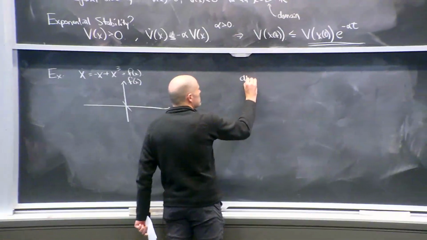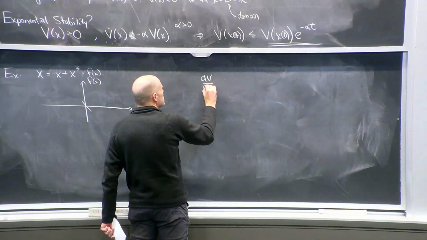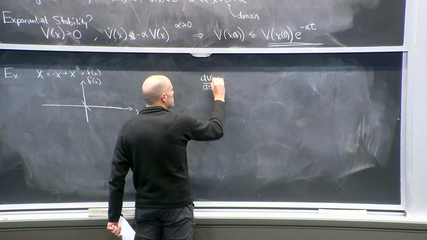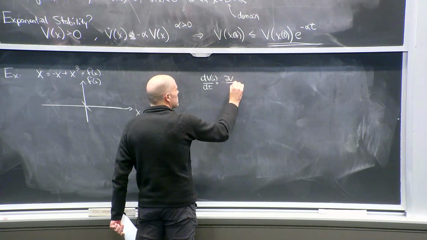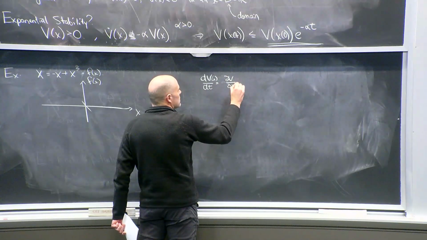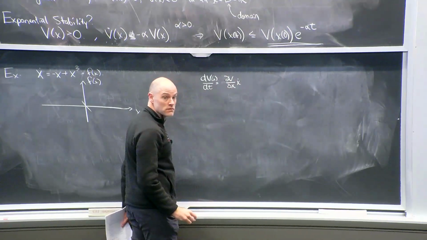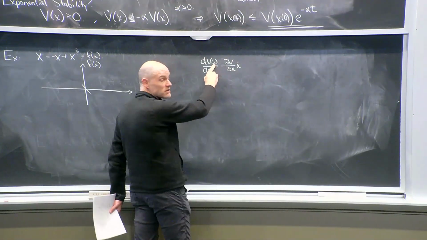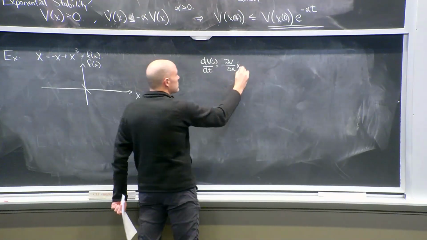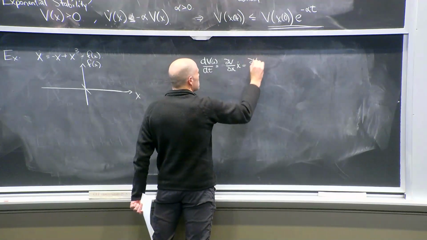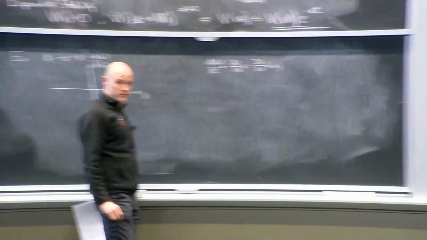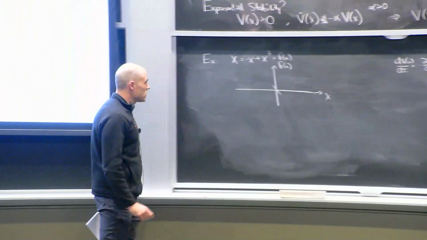Yeah, dV dt is going to be, since V is a function of x, partial V partial x times x dot. The dependence on time is not direct in my V, it's only through x. And x dot is f of x. Yeah, of course, good. It's good to ask.